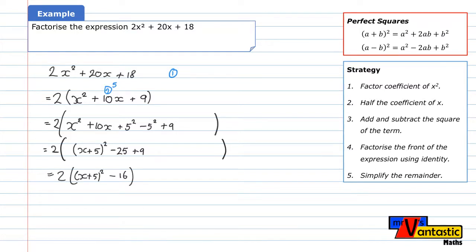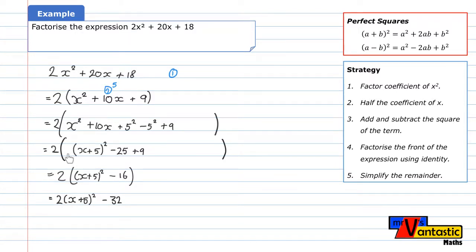Could we leave our answer like that? Yeah, we probably could. But it's not as nice having all of these extra set of brackets. So we're going to just bring the 2 back into the expression. 2 times x plus 5 squared. We can't really simplify it anymore. So that stays as 2 times x plus 5 squared minus, but 2 times 16 we can do. 2 times 16 is 32. And that's the factorized form.